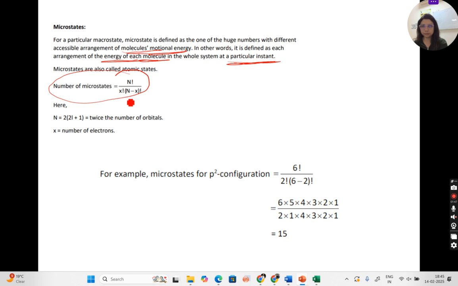which is this: n factorial over x factorial times (n minus x) factorial, where n is twice the number of orbitals. Like for p, it has 3 orbitals, so we can write it as 6. And if we have d, which has 5 orbitals, the value of n is 10. So it's a simple mathematical equation. So it's 6 into 5 into 4 into 3 into 1, over 2 into 1, and 6 minus 2 is 4, 4 into 3 into 1. And by calculating, we can simply calculate the microstates.